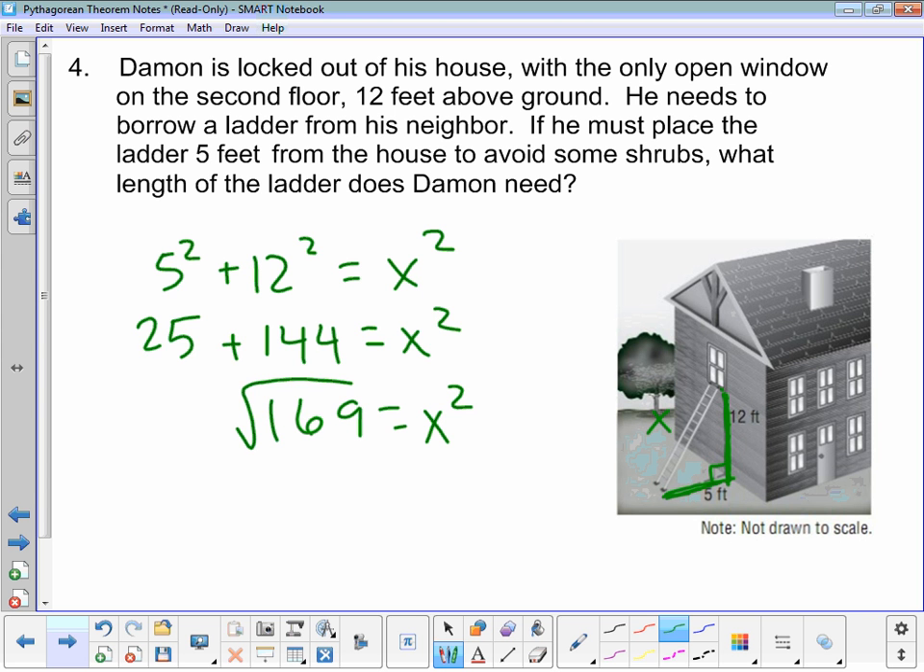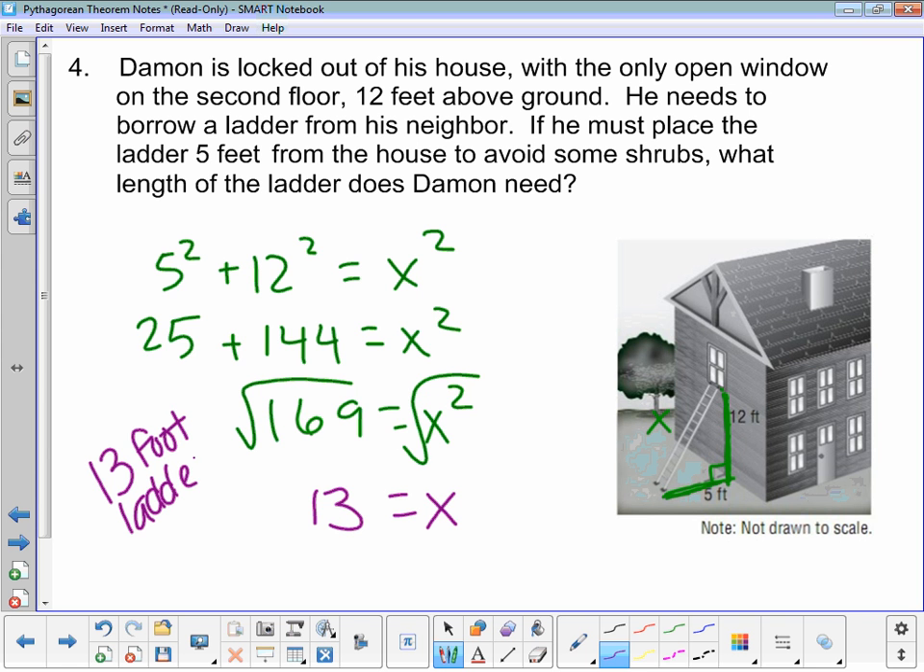Take the square root of both. 169 happens to be a perfect square, so I don't need to get a simplified radical here. I get 13 equals x, so I'm looking for a 13-foot ladder. That's the height of the ladder that he needs to get into that window.